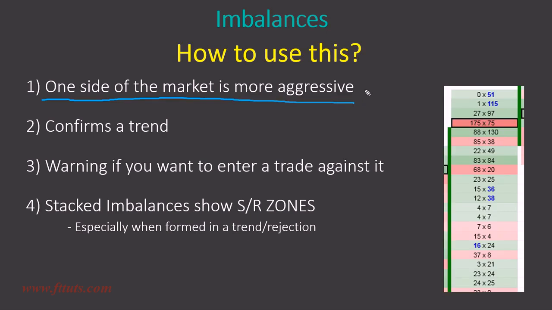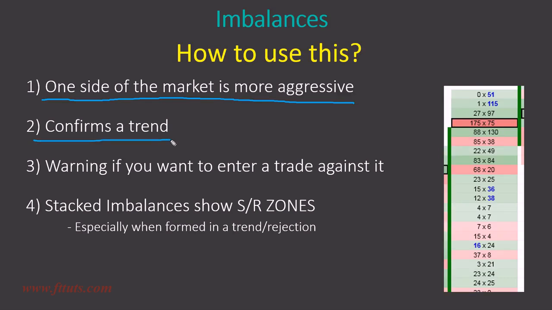You can use it when you are reading the order flow chart, when you are trying to understand what's going on in the market, whether the buyers or the sellers are more aggressive. So the imbalances are ideal for that.